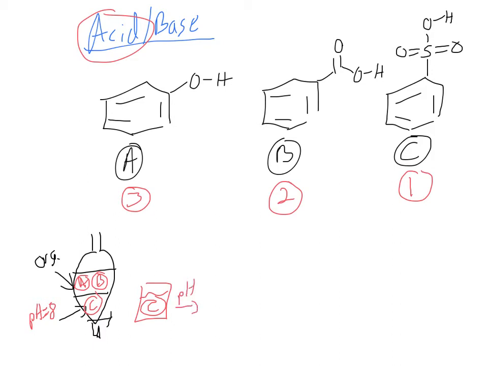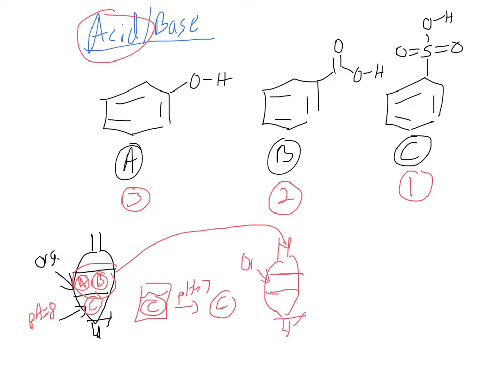So pH 7. That gets you C. You can filter it away. In a new sep funnel, you're going to take these and put them in, and I get 2 new layers. This, of course, is still your organic layer. Now I have A and B left over. What pH should I make this layer now?